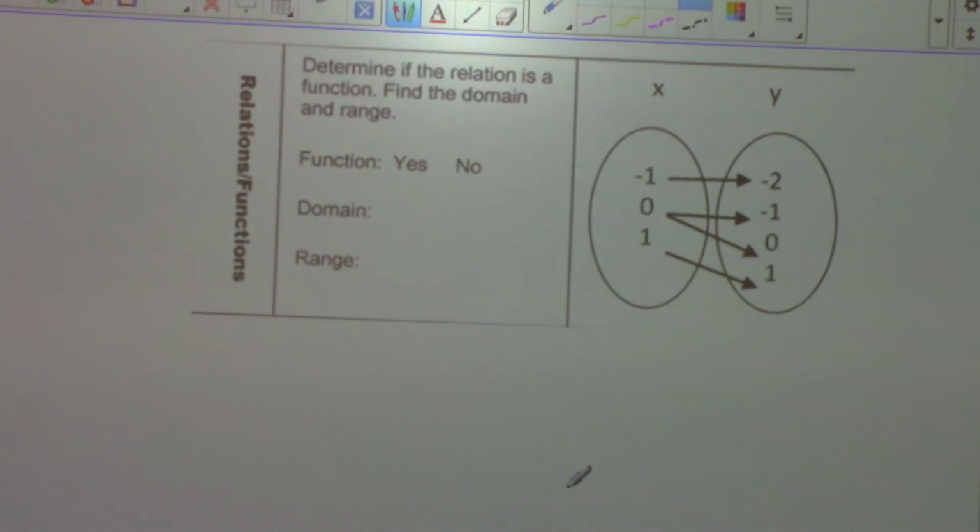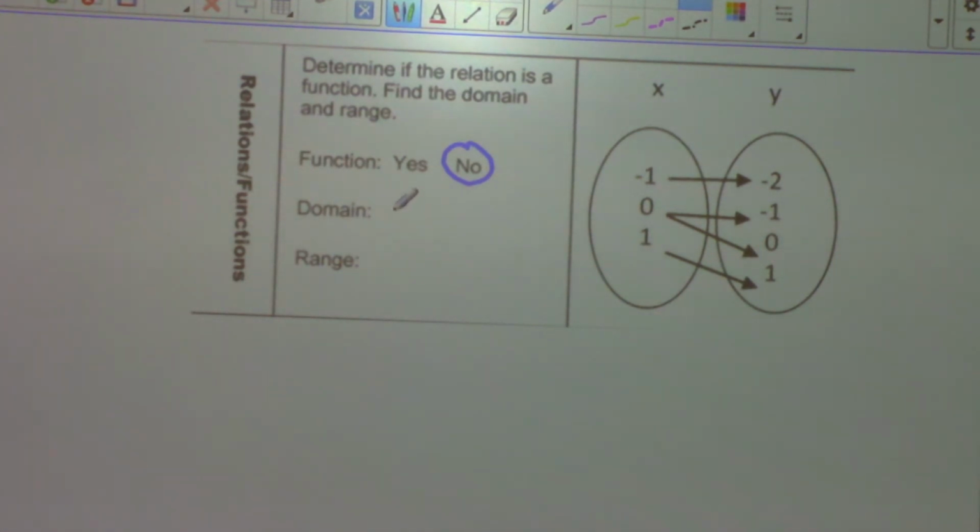Okay, this relation here, is this relation a function? No, it is not. Because of multiple outputs. Yeah, there's one input with multiple outputs, zero. And that's the vertical line test, right? If we drew this as a graph, this would fail the vertical line test.